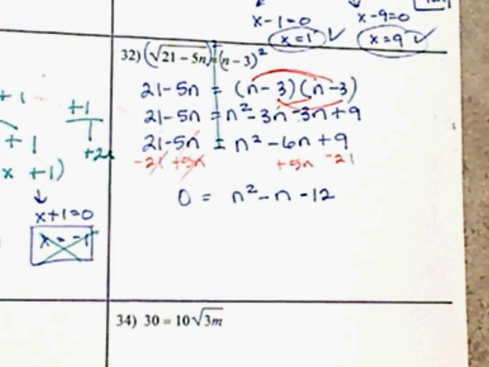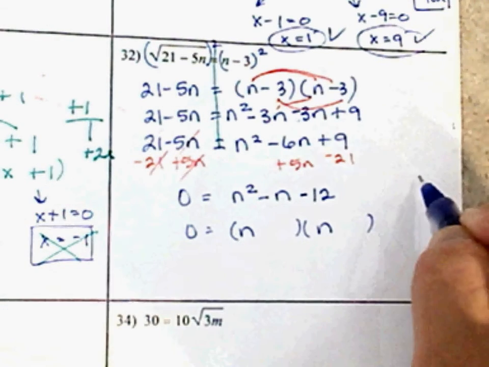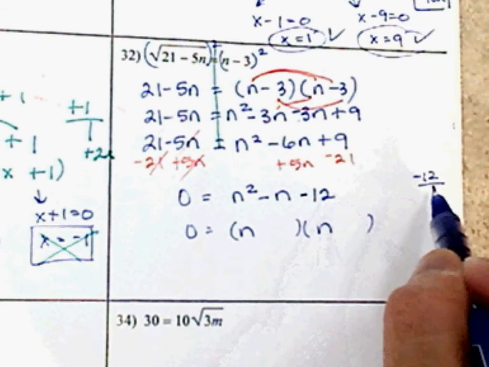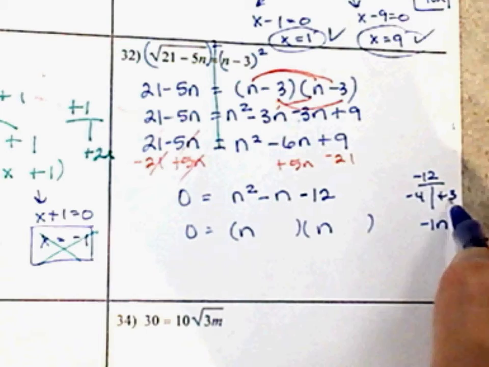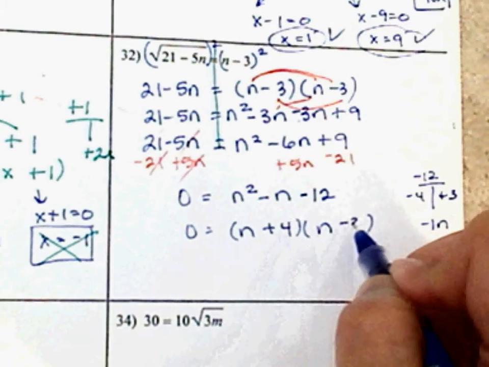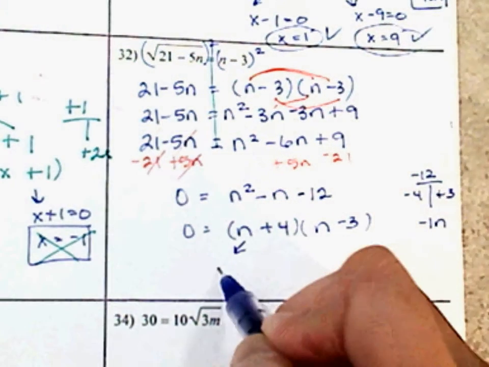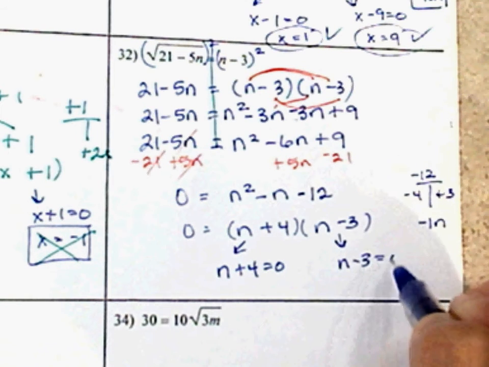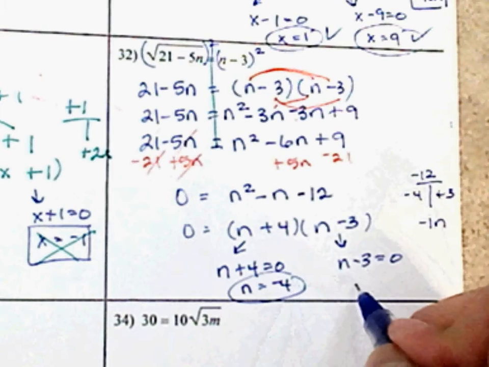Quadratic factor. N and n, two numbers that multiply to give you negative 12, because 1 times negative 12 is negative 12, and it's going to subtract to give you 1. That's negative 4 and positive 3. Okay. Your a is 1, so you don't have to worry about it. Set this one equal to 0. Set this one equal to 0. Subtract 4. N is equal to negative 4. Add 3. N is 3.